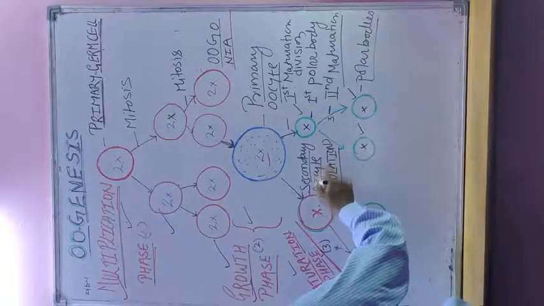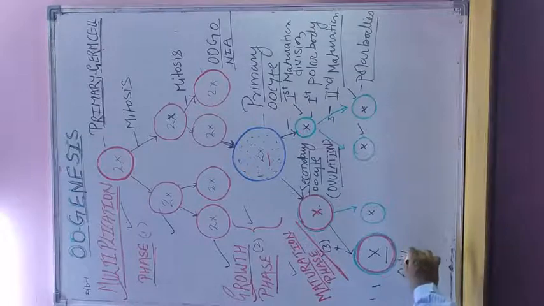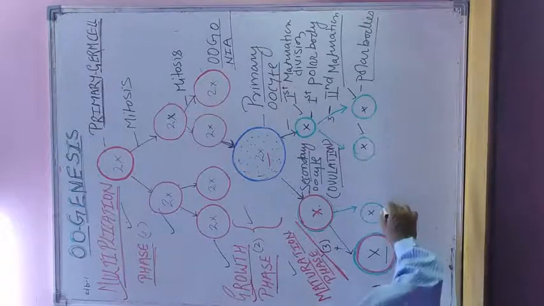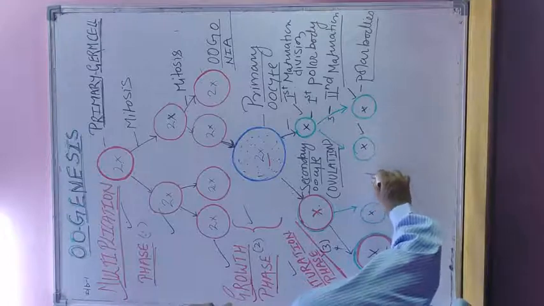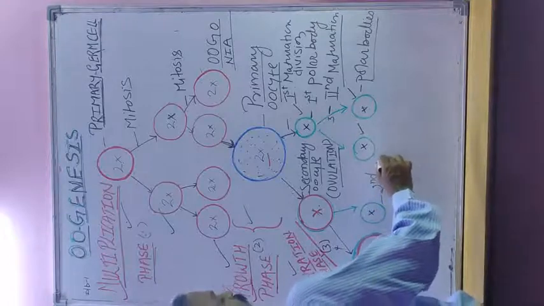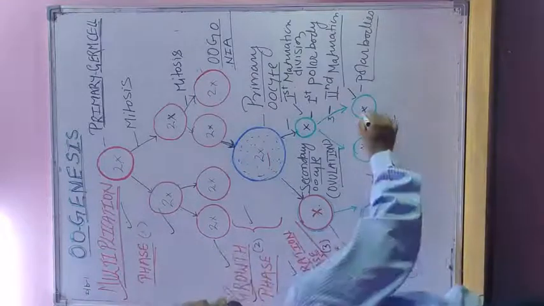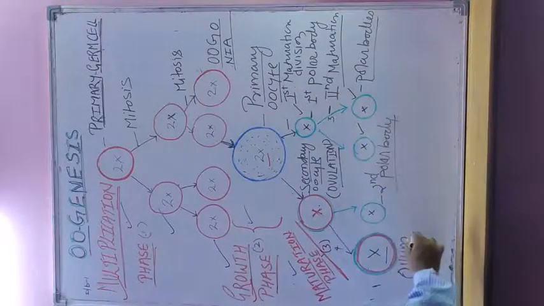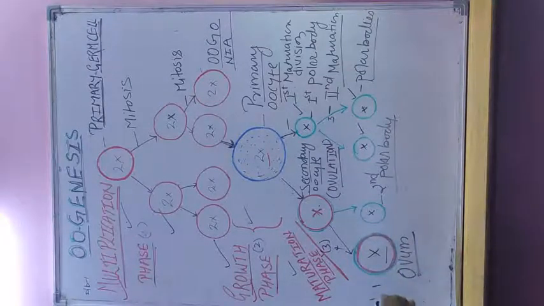Now this secondary oocyte will divide into a large body called the ovum by mitotic division, and this is the second polar body. So altogether, student, how many polar bodies do we observe in the last stage? 3 polar bodies and 1 ovum, or 1 large egg cell, isn't it?